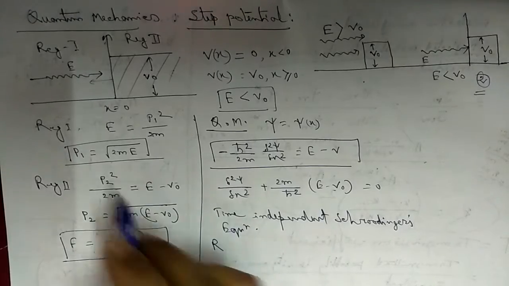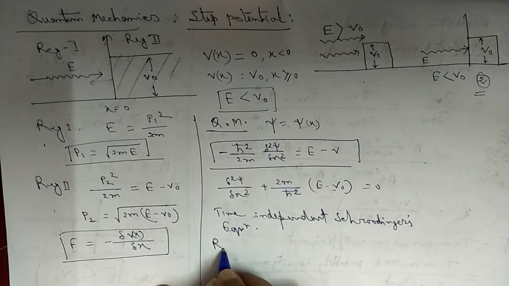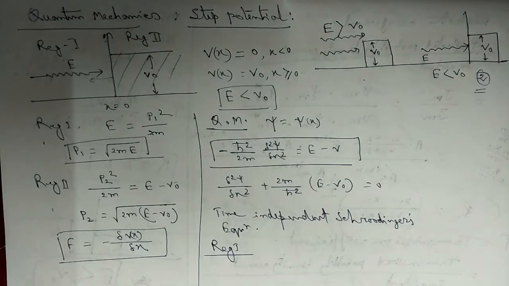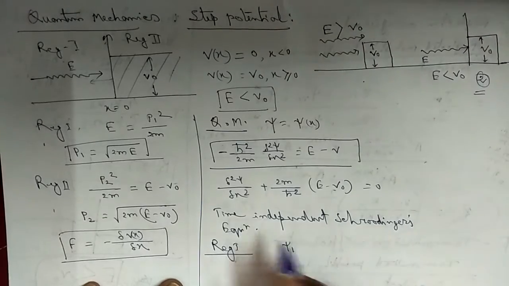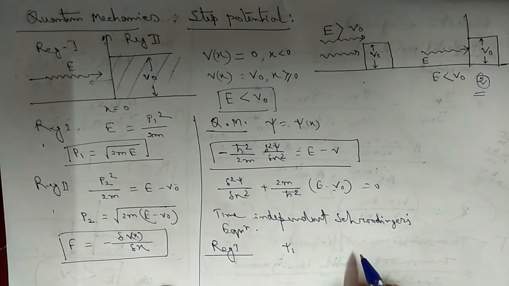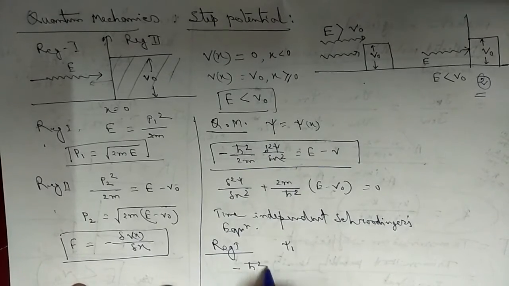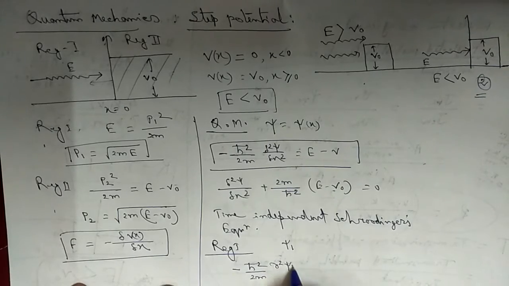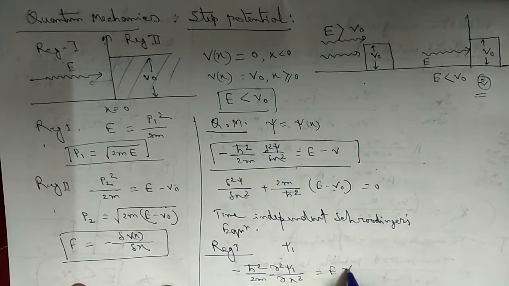Now this time independent Schrodinger equation is very simple, and now we have to classify it for region 1 and region 2, as we did in the case of the classical mechanical consideration. So for region 1, how will the time independent Schrodinger equation behave? For region 1, the wave function can be termed psi 1, and for region 2 the wave function can be termed psi 2. So for region 1 we can write minus h cross square divided by 2m into del 2 psi 1 by del x2 equals E into psi 1.